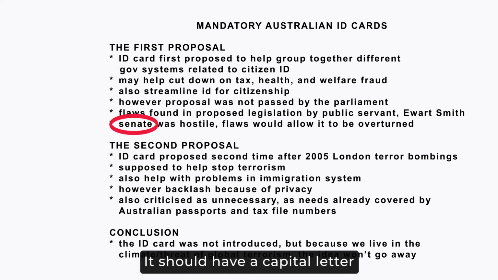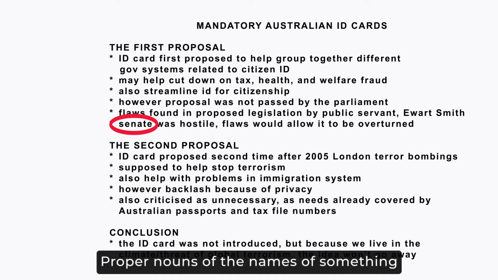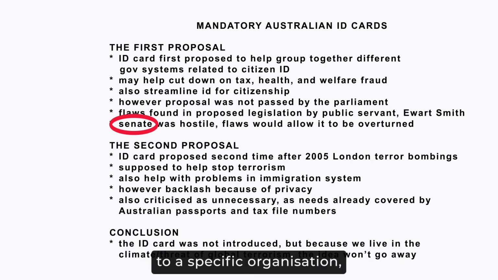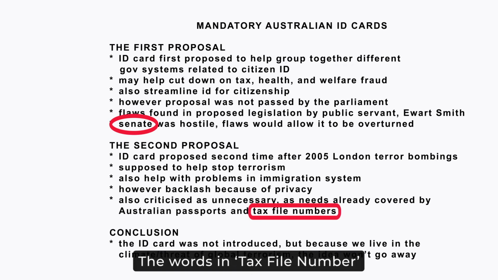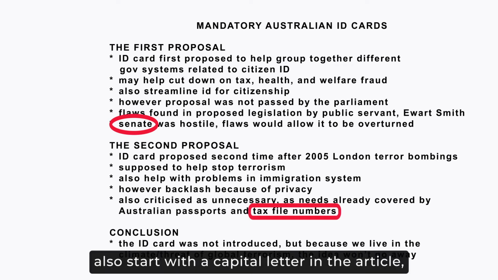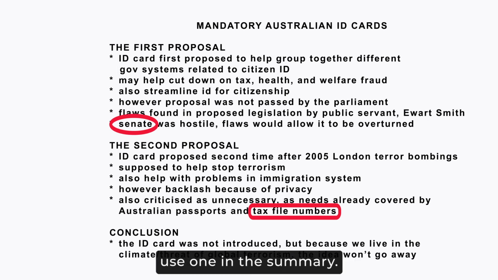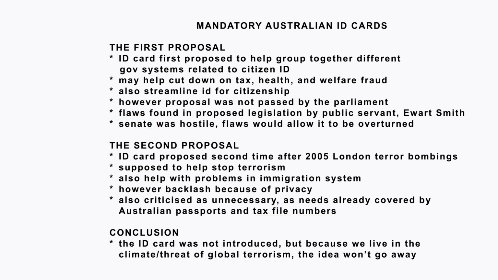It should have a capital letter as it's a proper noun. Proper nouns are the names of something or someone like Ned Kelly or Australia. In the article, a capital was used for Senate because it's referring to a specific organisation, the Australian Senate. The words in tax file number also start with a capital letter in the article, but don't have one in the summary. If a capital letter is used in the article, use one in the summary.